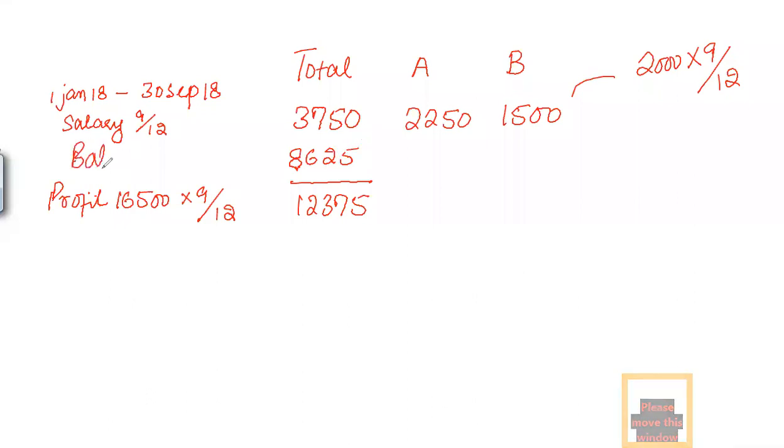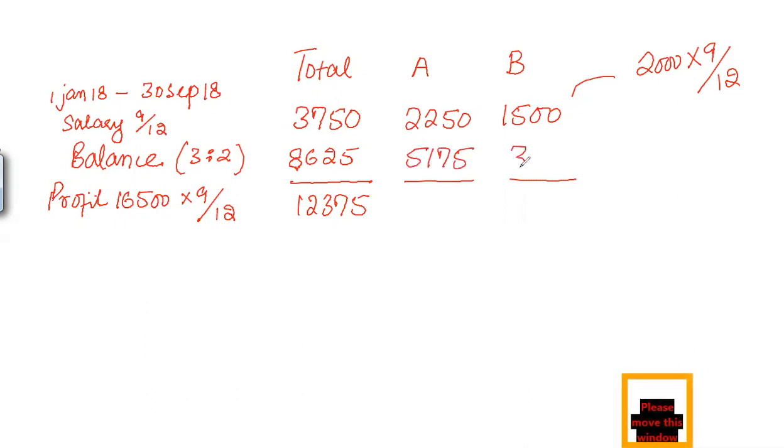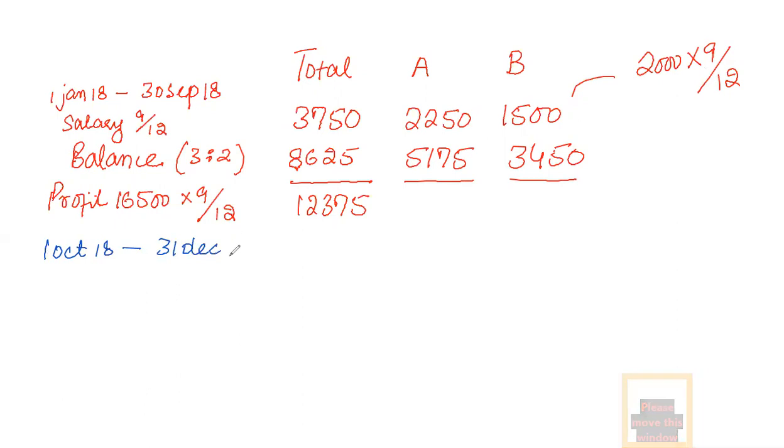So this balance has to be shared between these two in the ratio of 3:2. So A will get accordingly 5175, and B will get 3450. So in this way, we can identify their share. Now, as far as the next period is concerned, that is from 1st October 18 till 31st December 18.